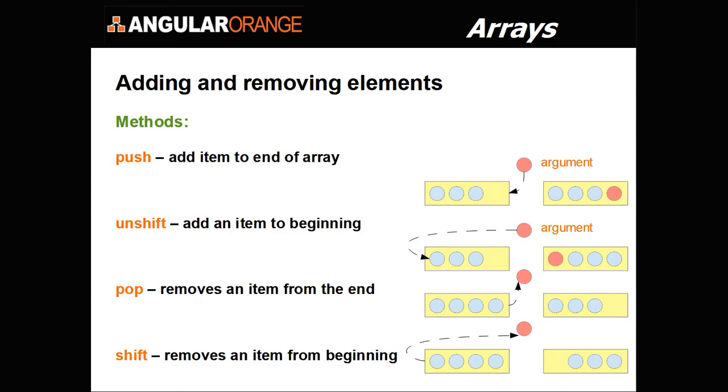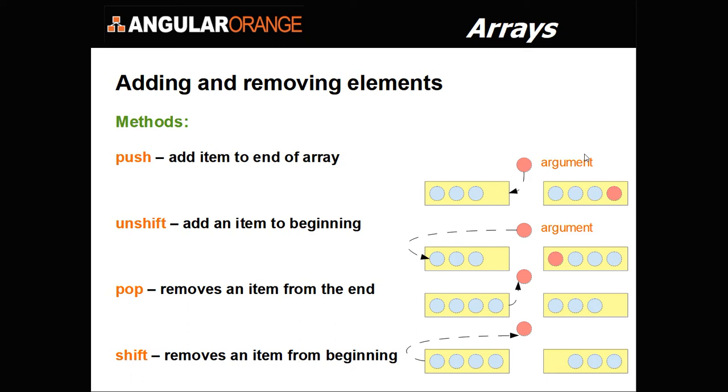Okay, so adding and removing elements. There are methods. Push. Push adds an item to the end of the array. So if you have an element with this red little dot here, and I want to add that to an array, this array is of length 2. There are 3 elements in the array, index 0, 1, 2, and I add an element to that array. It will get added to the array, and it would be the last element in the array.